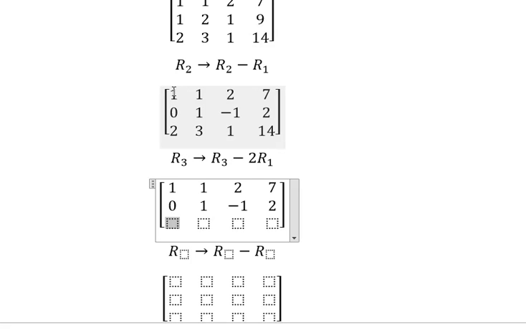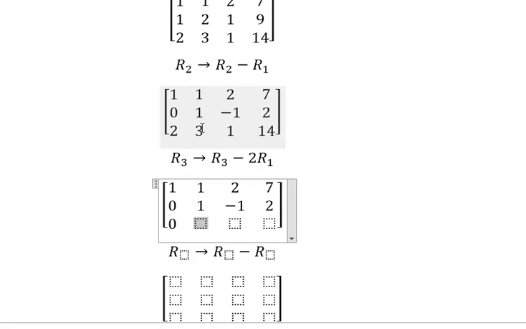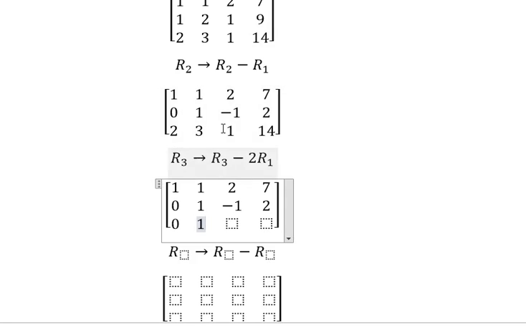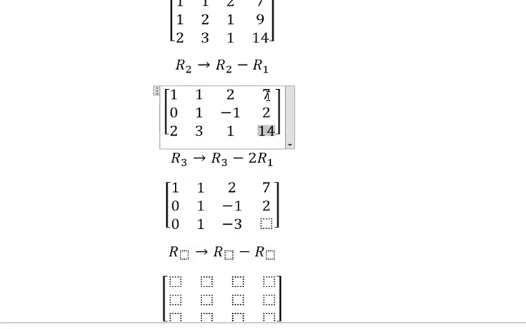So 2 minus 2 is 0. 3 minus 2 lots of row 1, so 3 minus 2 is 1. And 1 minus 2 lots of row 1, so 1 minus 4 is negative 3. And finally, 14 minus 2 lots of 7 becomes 0.